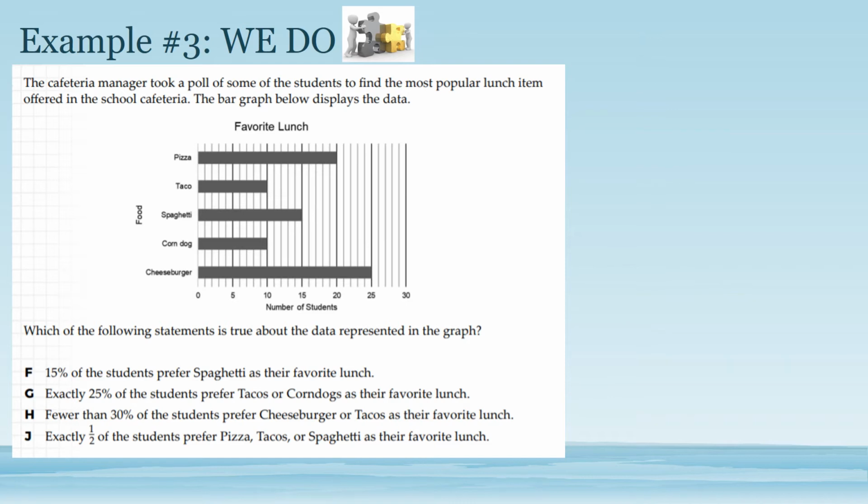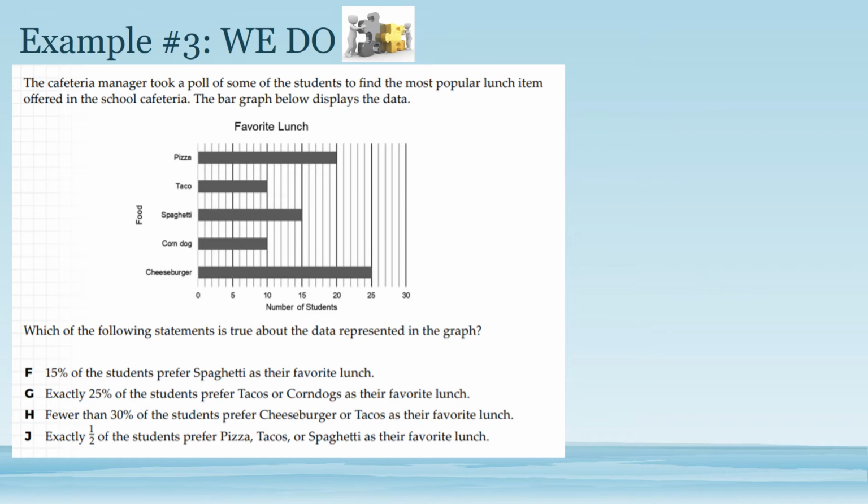The cafeteria manager took a poll of some students to find the most popular lunch item offered in the school cafeteria. The bar graph below displays the data. Pizza, taco, spaghetti, corn dog, cheeseburger were a list of items of the favorite food in the school cafeteria. We're going to look at our number of students. We're going to make sure we annotate our graph first.